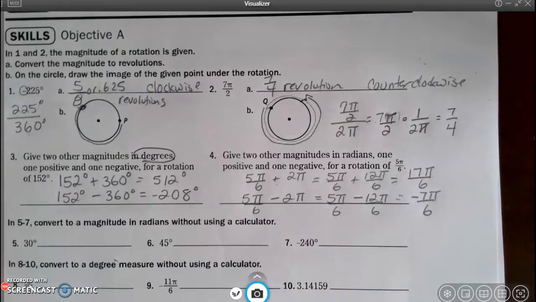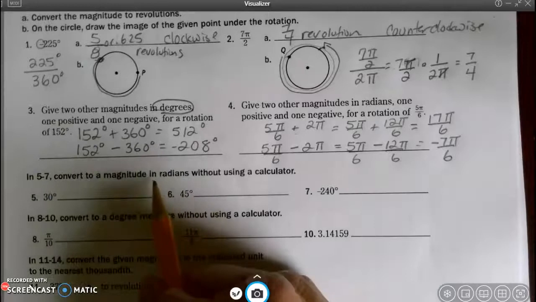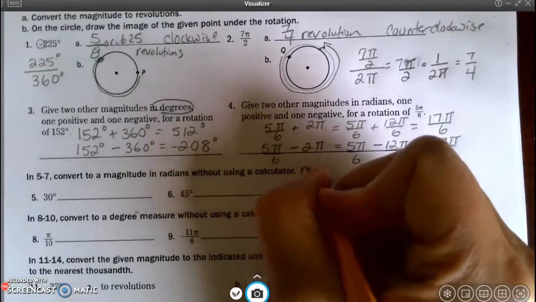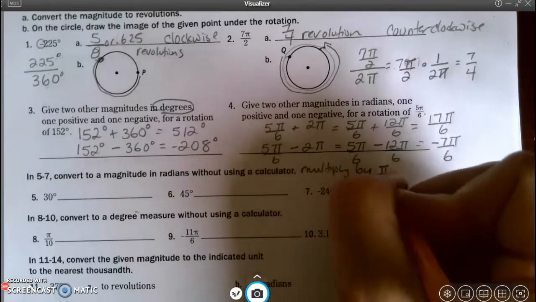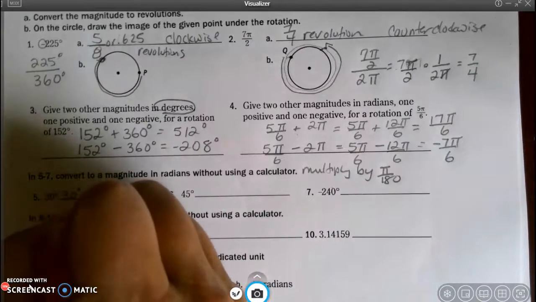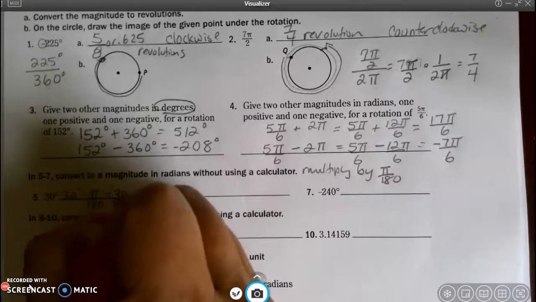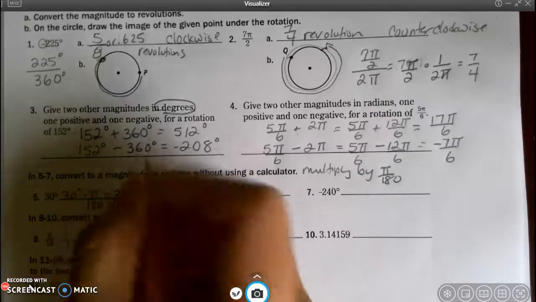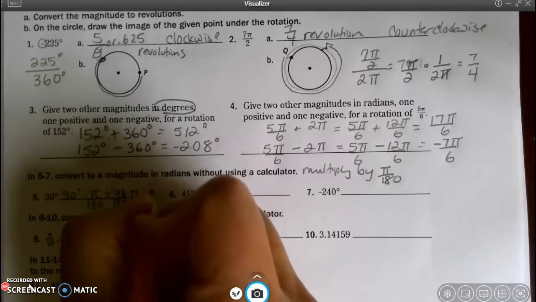In 5 through 7, we can use a calculator if we need to, but we're going to convert to radians. So remember, we're going to multiply by pi over 180. So I've got 30 times pi over 180, which gives me 30 over 180 pi. I can divide by 10, which cancels out my zeros, and I'm left with 3 over 18, which is the same as 1/6 pi.